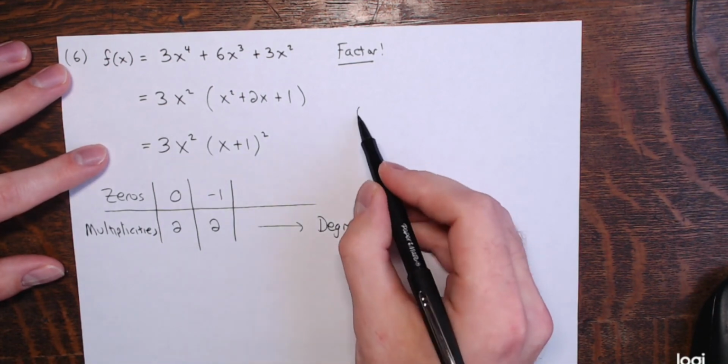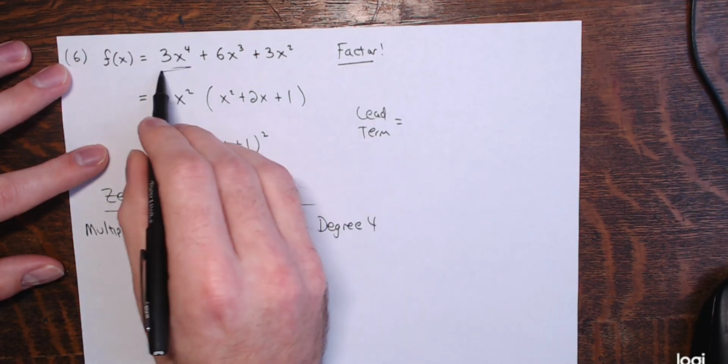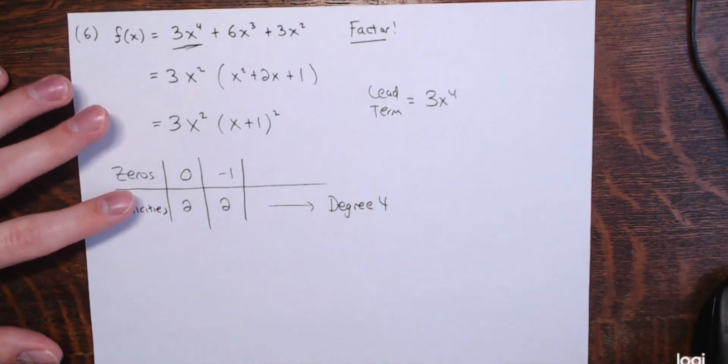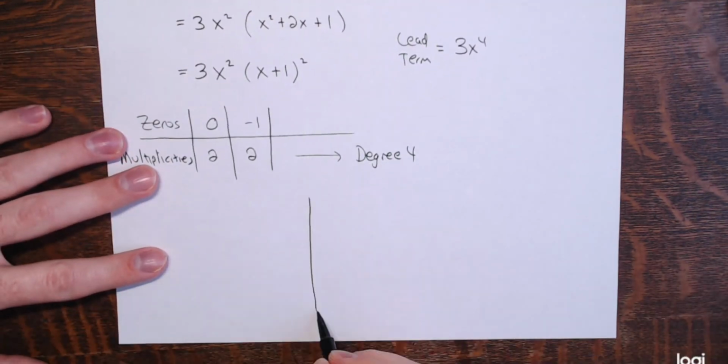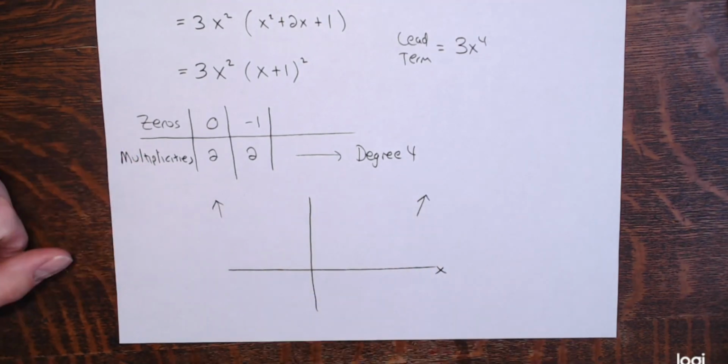In fact, the lead term would be, oh, it's already there. It's 3x to the 4th. So positive lead coefficient, even degree this time. So when we're talking about the end behavior, it's going to be going up on both ends, up to infinity.